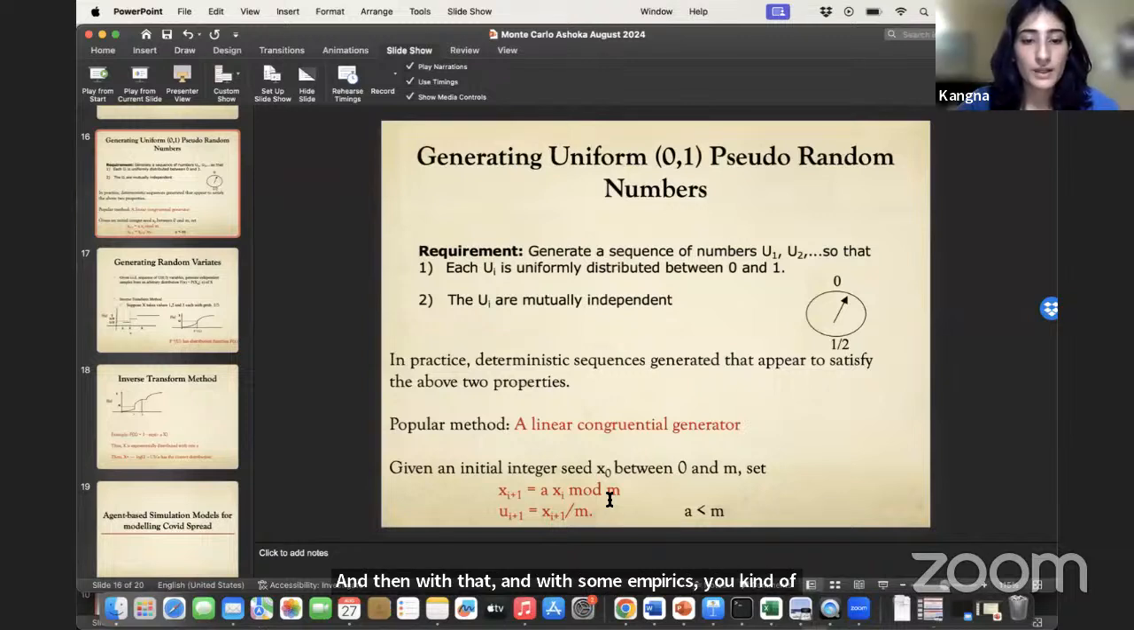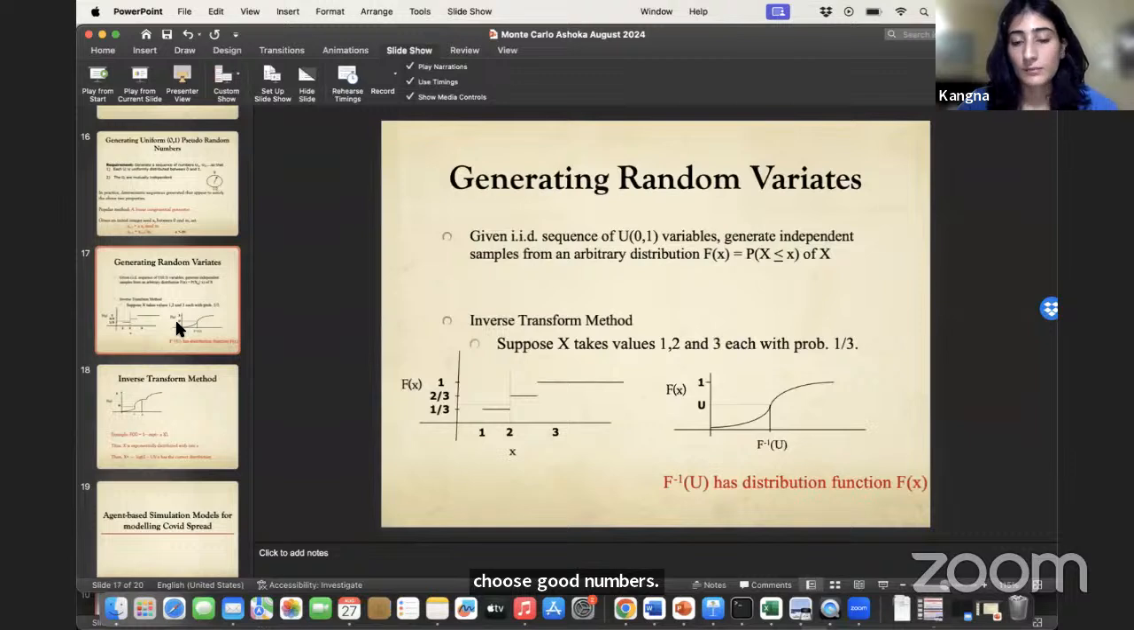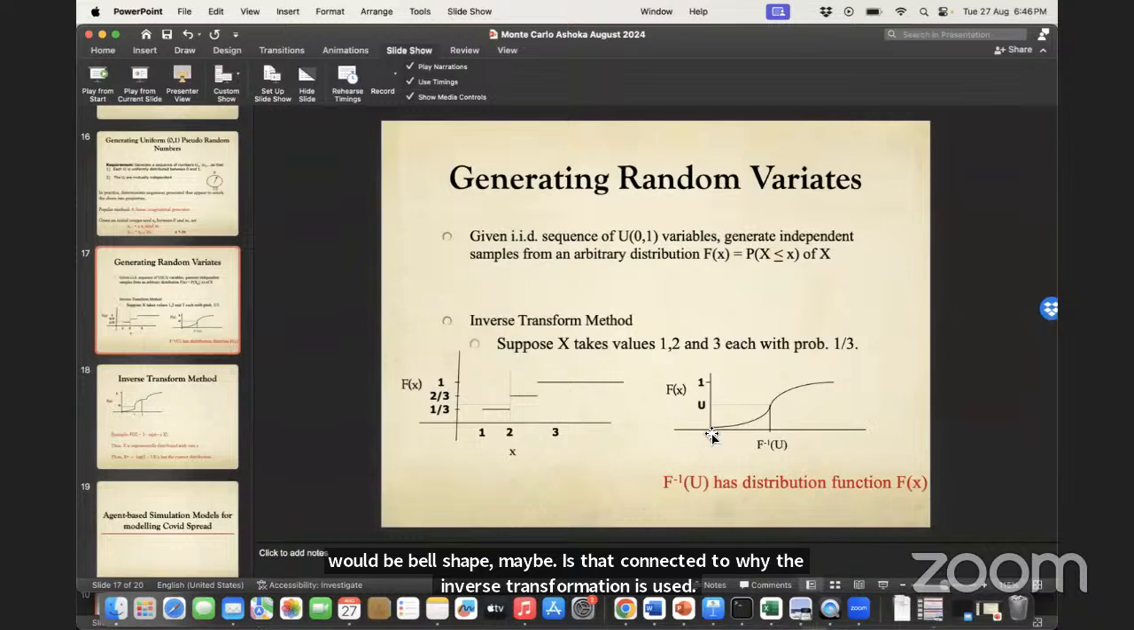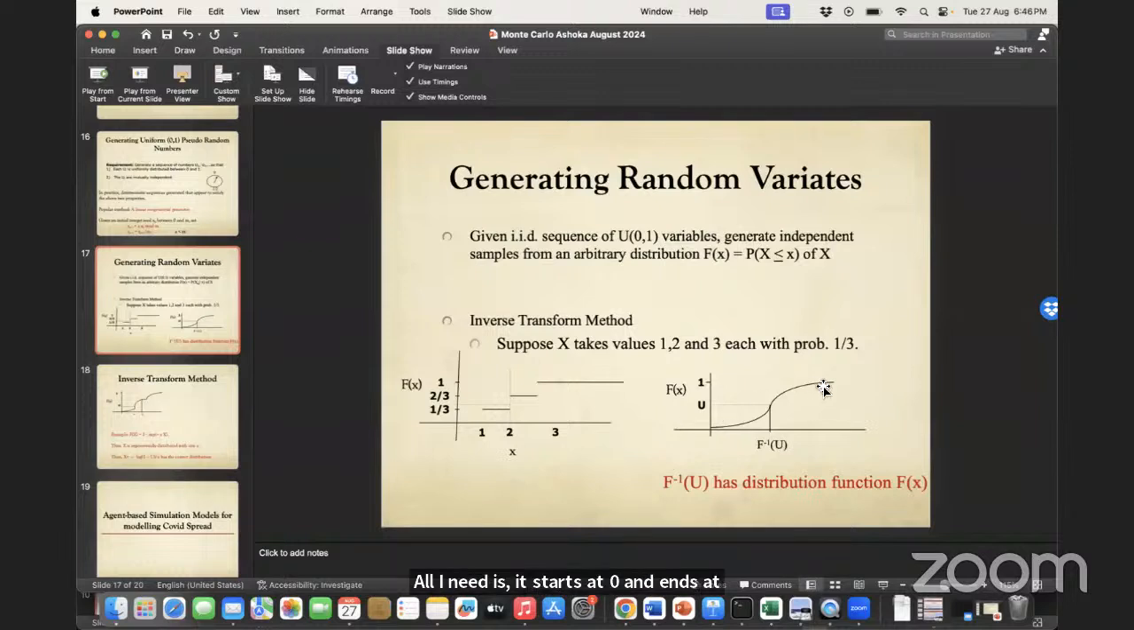Okay. Someone is asking that they notice that f of x and the inverse of f of x plotted look like a sigmoid. The first derivative would be bell-shaped maybe. Is that connected to why the inverse transformation is used? No. I mean, you can give me any curve here, f of x. All I need is that it starts at 0 and ends at 1 and it's non-decreasing. So every such f will correspond to some random variable. And for every such f, this method will work. So this is just to illustrate an example. But it can't go beyond 1 because this probability here cannot exceed 1. So in that sense, it has to lie between 0 and 1. But other than that, the shapes are arbitrary.